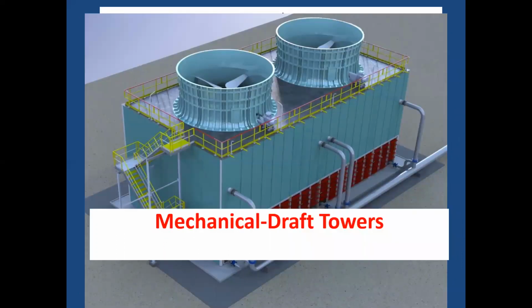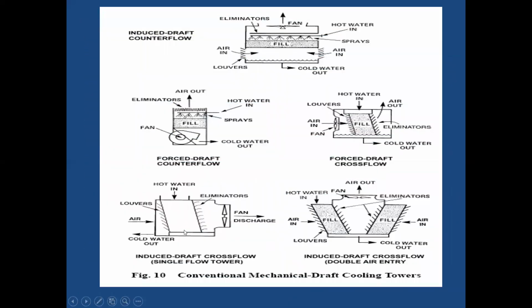Mechanical draft cooling towers especially use fans or blowers. Maybe these fans or blowers are fitted at the outlet of the cooling tower or at the inlet of the cooling tower. These are some different configurations of mechanical draft cooling tower, depending upon the flow arrangement. The first one is an induced draft cooling tower.